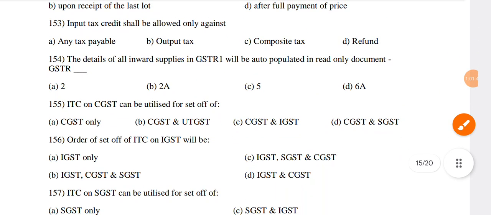Next question. Input tax credit shall be allowed only against option A any tax payable, B output tax, C composite tax, and D refund. The correct option is B.